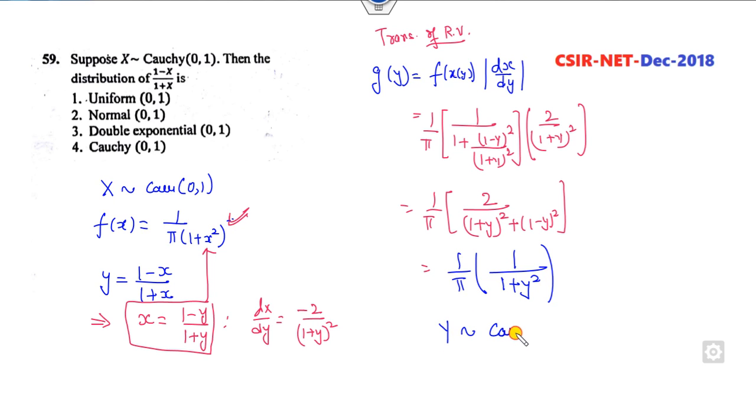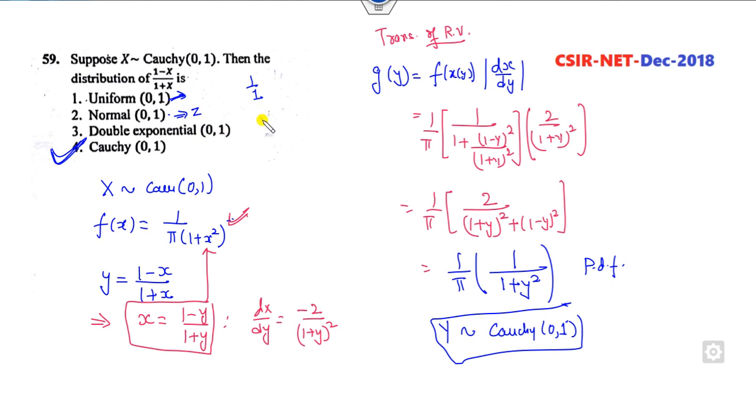Y again follows the Cauchy distribution of 0, 1. That is the right answer, because this is the PDF of the Cauchy distribution. We all know the PDF of the uniform distribution is 1 over 1. Normal distribution is this, nothing but my z. Exponential and double exponential are different here, but it is not that. So this is the Cauchy distribution.